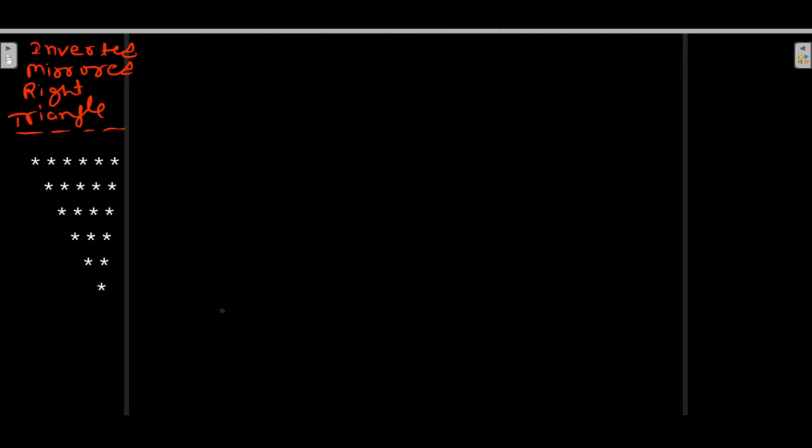So in this video we will see how to write a program for the mirrored inverted right triangle star pattern. This is the fourth lecture of the star pattern program series. In this lecture series we will see all the patterns that are out there, whether it is a star pattern or a number pattern.